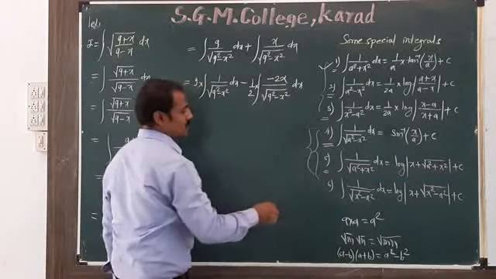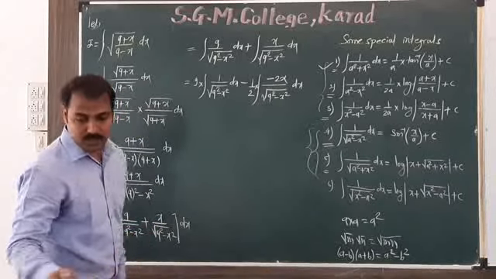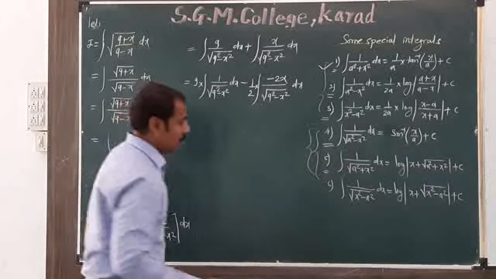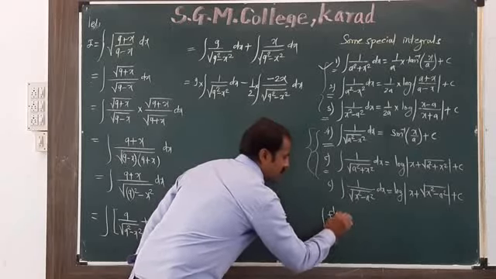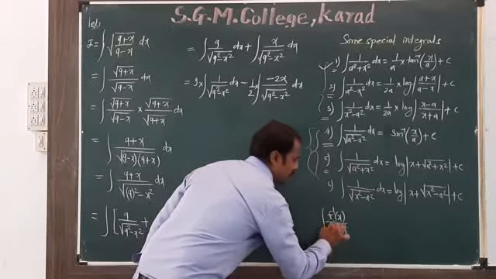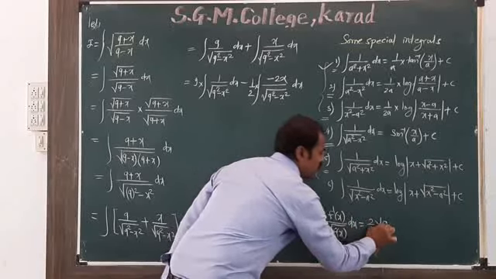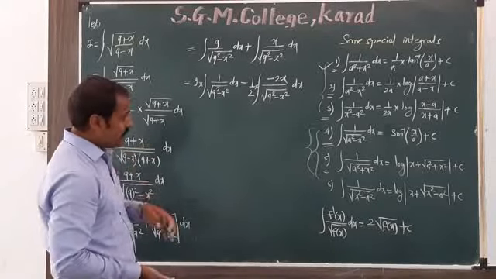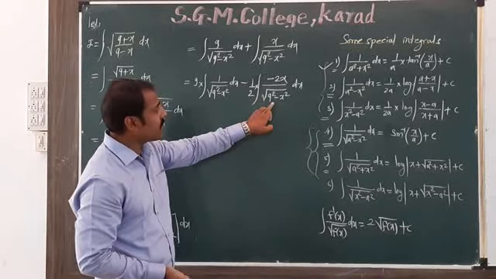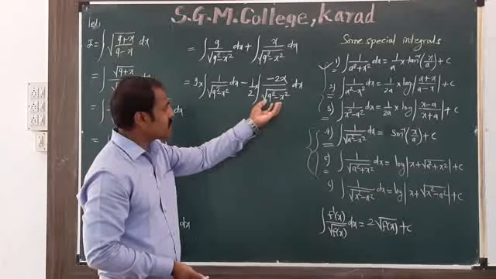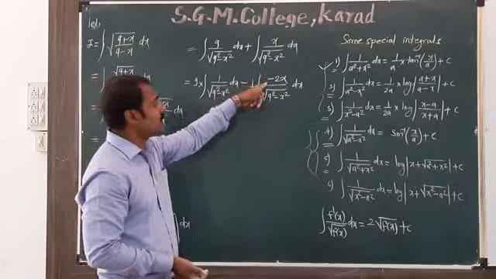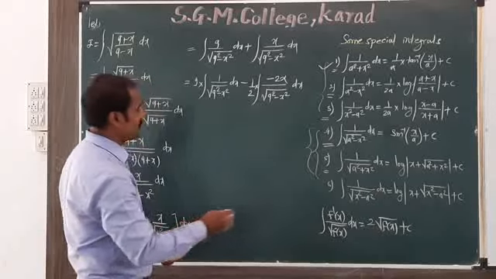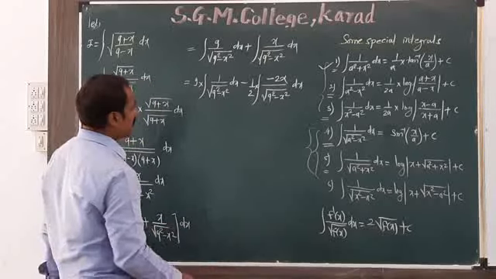Why do we make such an adjustment? We know the corollary: the integration of f dash of x divided by square root of f of x dx is equal to 2 root f of x plus c. It's a corollary on substitution. If in our integration the denominator is in a square root and the derivative of the term in the square root is in the numerator, then we write 2 into root f of x. Such types of integrations can be solved by that corollary.